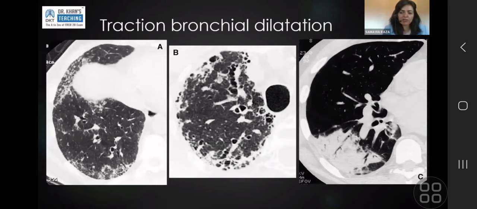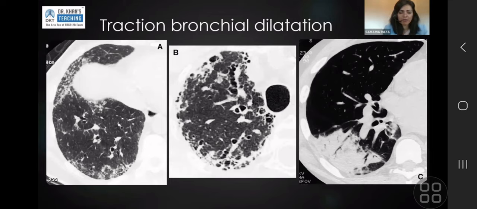Traction bronchial dilatation, by definition, you want to see something around that bronchus pulling it, whether that is reticulation or whether that is ground glass. It will be reticulation pulling that bronchus in UIP patterns of fibrosis. It will be ground glass attenuation around that bronchus and that bronchus getting dilated. So you will then think, is this ground glass fine fibrosis or is this ground glass NSIP? So NSIP historically used to be classified as cellular NSIP and fibrotic NSIP. But nowadays, we just focus on calling it NSIP rather than trying to focus too much on which type of NSIP it is.